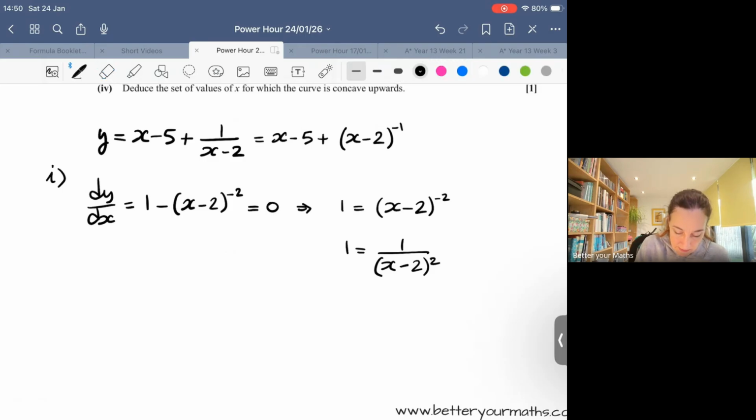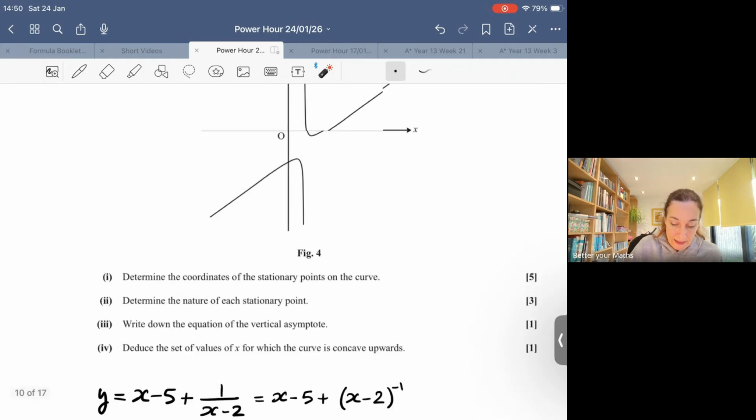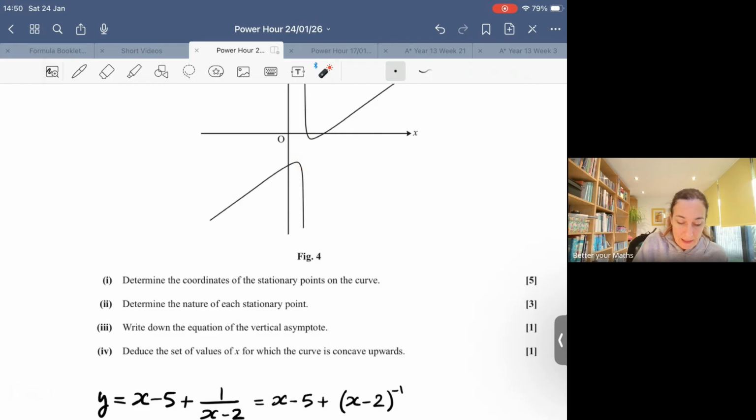So you have x minus 2 squared is going to be equal to 1. We could expand the brackets and then factorize, or we can do the square root. If we do the square root, we have x minus 2 equals plus or minus 1. So x is going to be 2 plus or minus 1. So I have one x that is 3 and one x that is 1. That's the x of the two stationary points, this one and this one.